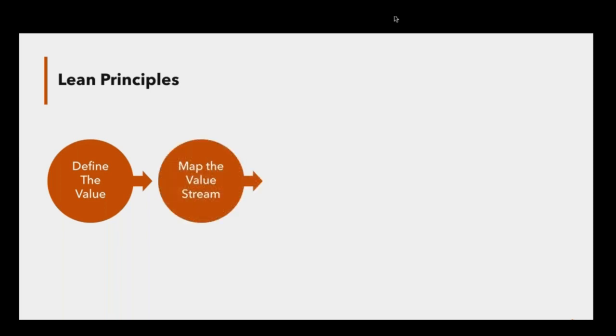Once we define the value, we have to map out the process. And mapping out the process in Lean, we talk about something called a value stream. With the value stream, we're not looking necessarily at process after process after process and creating a flow chart or a process map. We're looking at how the process steps within our process actually deliver value back to our customer. Because anytime we as customers want to purchase something, we don't want to purchase something that doesn't bring value back to us.